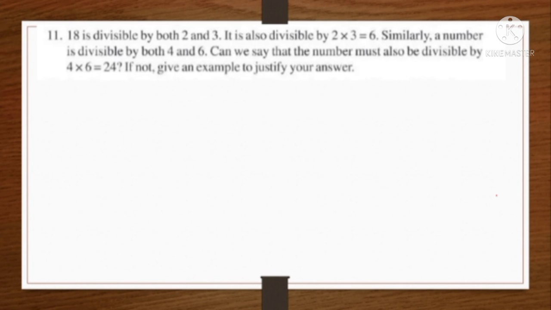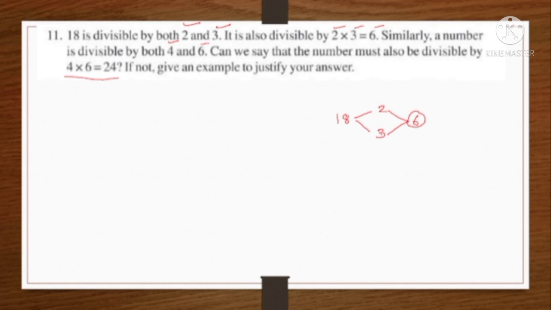Sum number 11. 18 is divisible by both 2 and 3. It is also divisible by 2 into 3 equal to 6. Similarly, a number is divisible by both 4 and 6. Can we say that the number must also be divisible by 4 into 6 equal to 24? If not, give an example to justify your answer. So look here, 18 is divisible by both 2 and 3. So 2 into 3, their product 6, also divides 18.